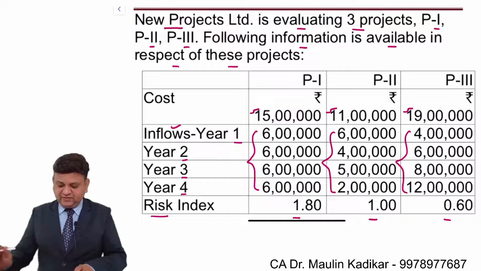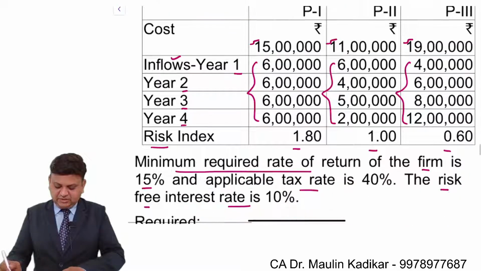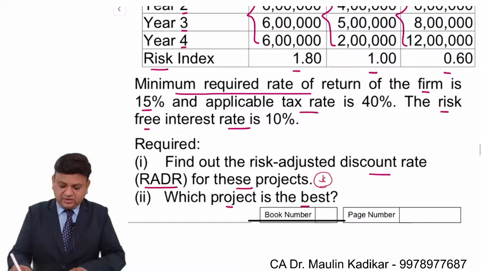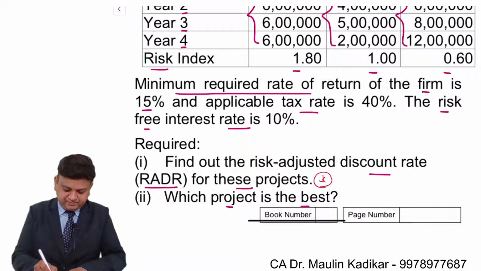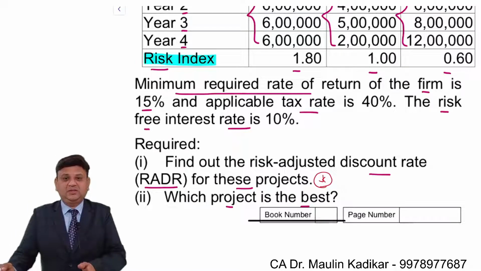Let us have understanding, friends, of the question. Over here, there are two simple things that we are required to do. In the first part of the question, we are required to make the computation of the cost of capital using the information called risk index. And in the second part of the question, we are required to answer which project is best. That we can answer very easily by making calculation of the simple NPV of each project.